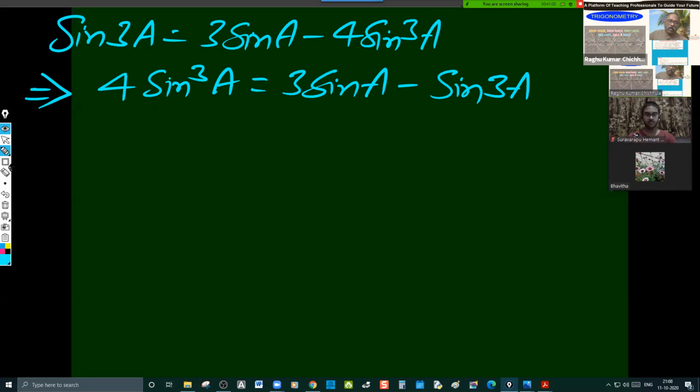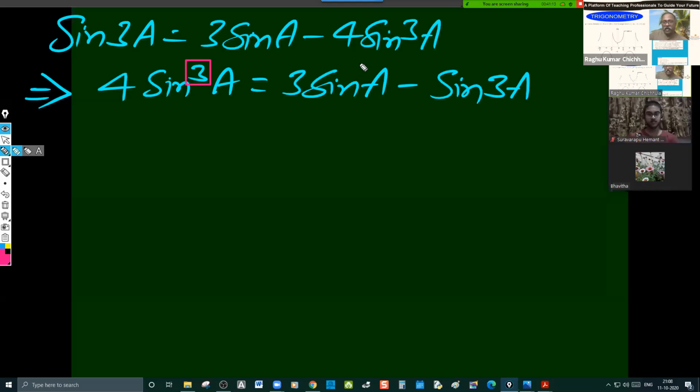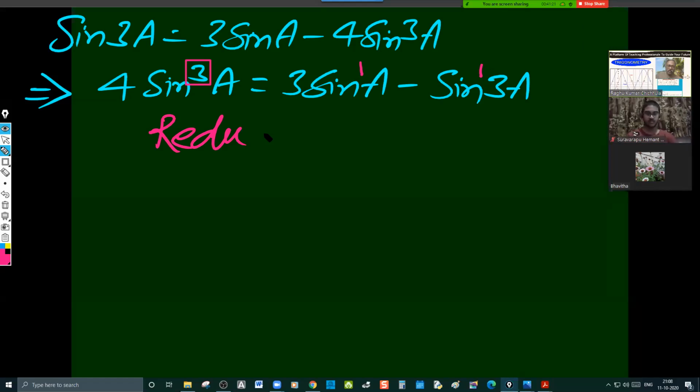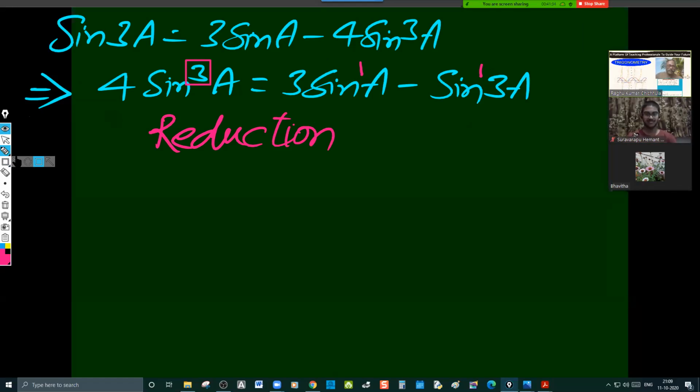What is the power on the left hand side? 3. What is the power on the right hand side? 1. This is called reduction. Bhavita, do you know this reduction? If you don't know, say no. If you know, say yes. No, sir. Okay, no issues.